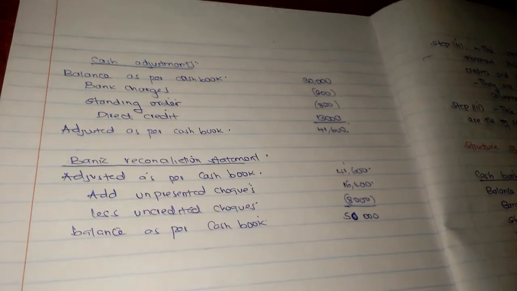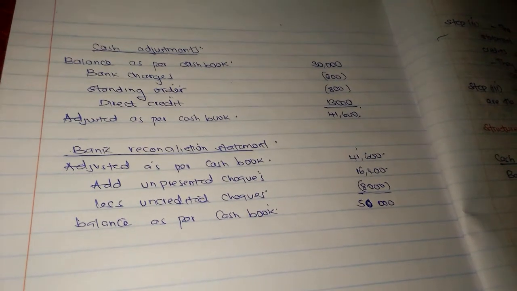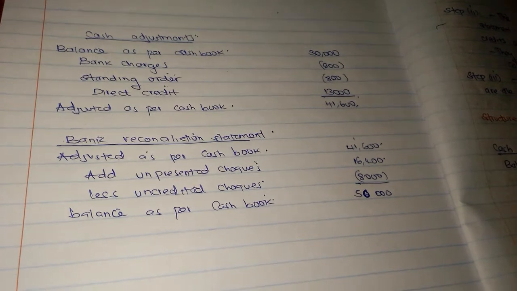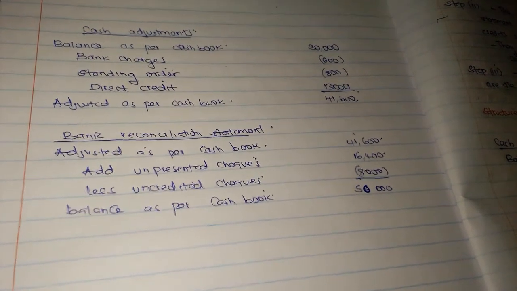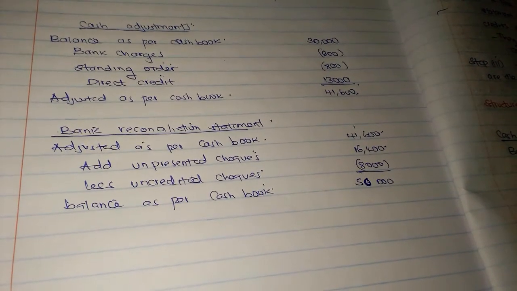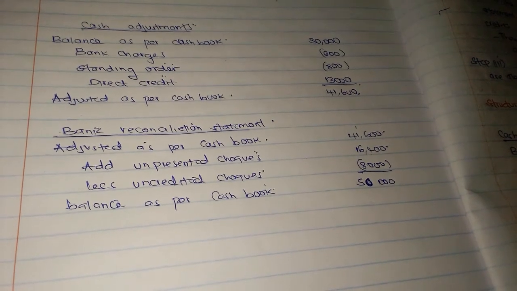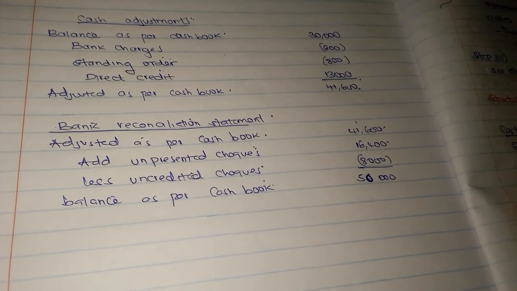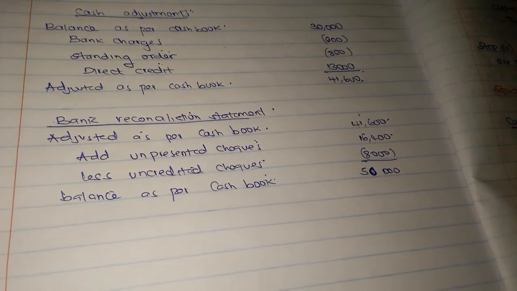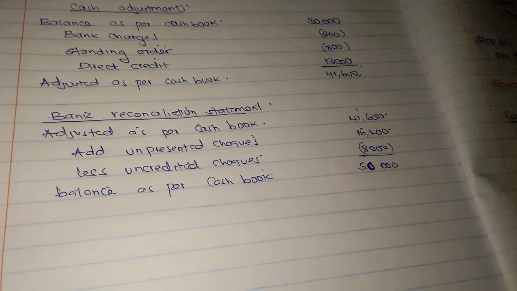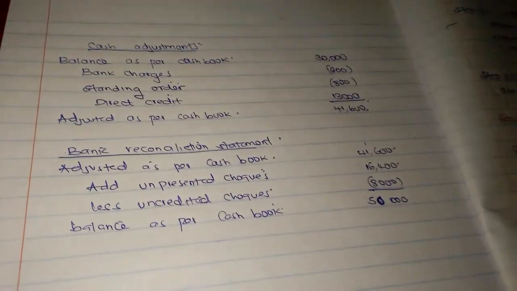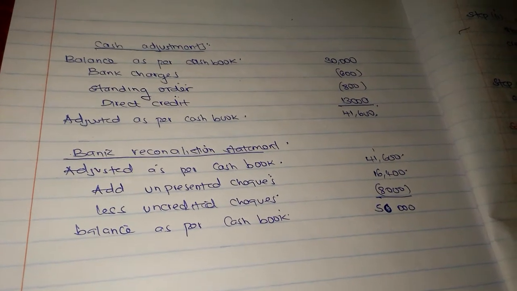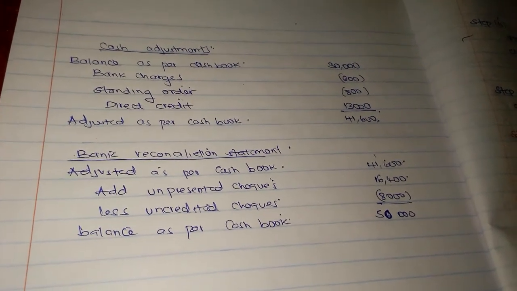So let me still find out this. That is 41,000 plus 600, plus 16,400. That gives 58,000. You subtract 8,000, and it is 50,000, which is correct. So the balance as per bank is 50,000 and the adjusted balance as per cash book is 41,600.